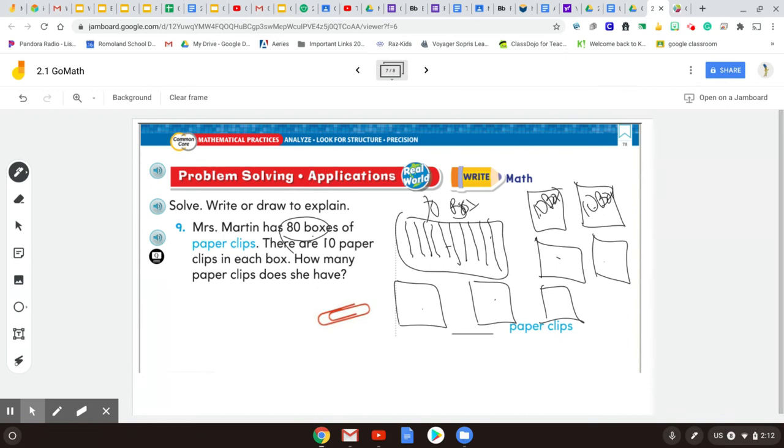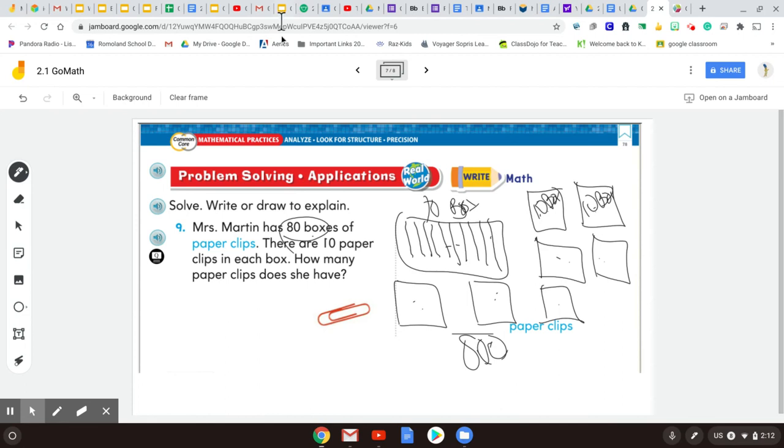Okay, so here I have my 80 boxes, and each box has 10 paper clips. Now I'm going to start counting by 100. 100, 200, 300, 400, 500, 600, 700, 800. Oh wow, there are 800 paper clips. That's a lot of paper clips. I'm sorry, I'm not writing as neat.